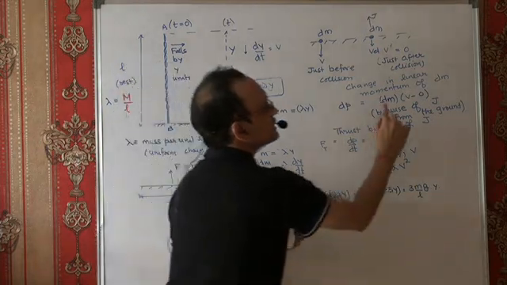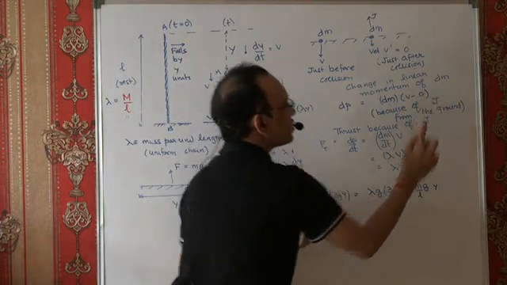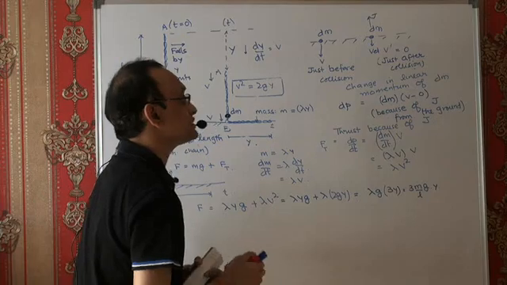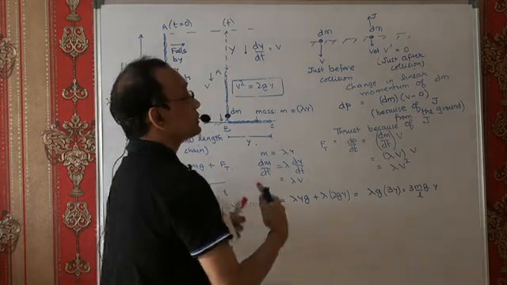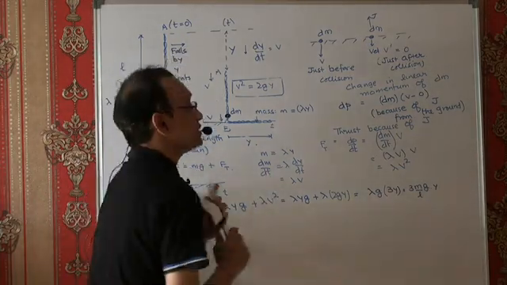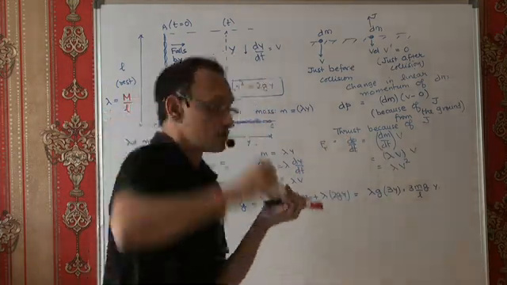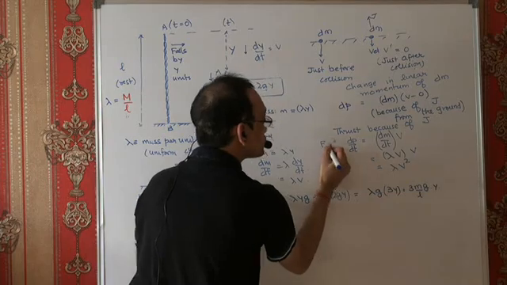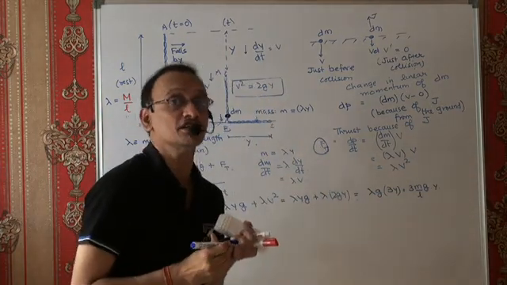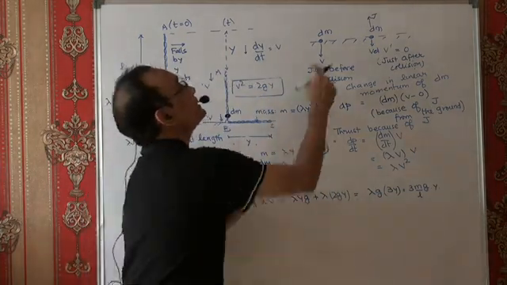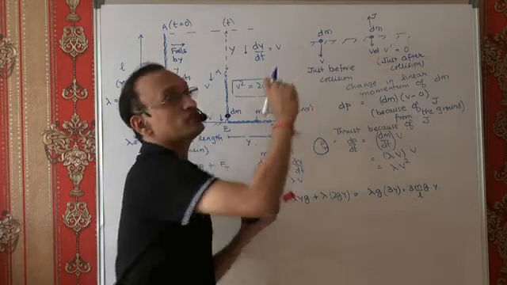That means what's the change in linear momentum? Mass into change in velocity. That's the change in linear momentum. And this happens in time dt. So dp/dt, that's the force exerted, thrust force. This is called the thrust force that the ground exerts so that the linear momentum of this changes from dm into v to 0.